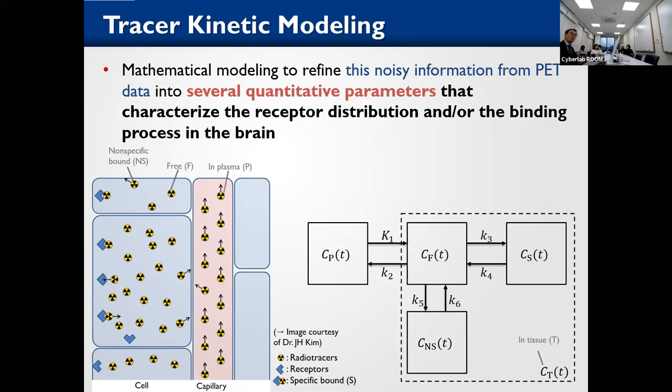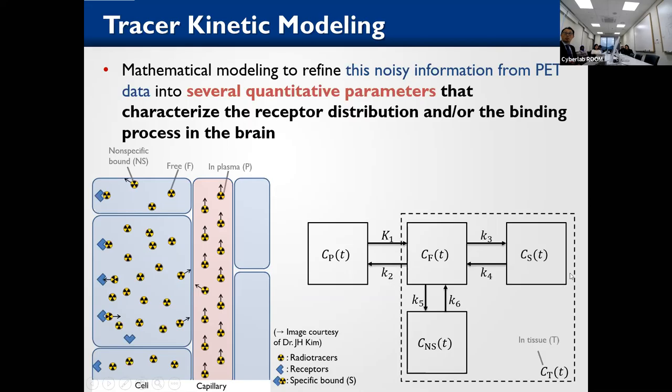The status means that the tracers can be in the same physical region, and maybe also in the same biochemical state. So we grouped the tracers into several different kinds of compartments. The first compartment is the blood region, and the second one can be the group of tracers bound to the targeted receptors, bound to the target.